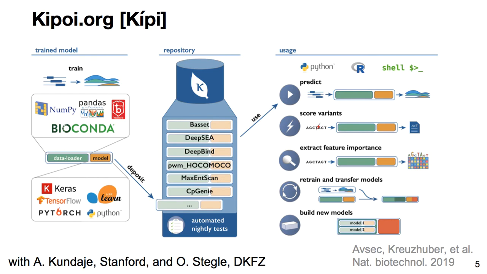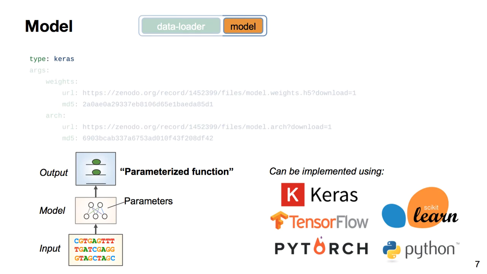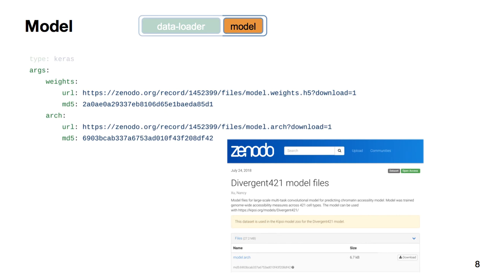To address this need, we have initiated Kipoi, a repository of trained predictive models, together with the labs of Anshul Kundaje and Oliver Stegle. Kipoi models are simply shared as a YAML file describing the trained model. Trained models consist of a model component, a parameterized mathematical function which can be implemented using a variety of ML frameworks, thereby serving the genomics community rather than specific developer communities. Model architecture and weights are stored on data repositories like Zenodo, ensuring immutable and long-term access.